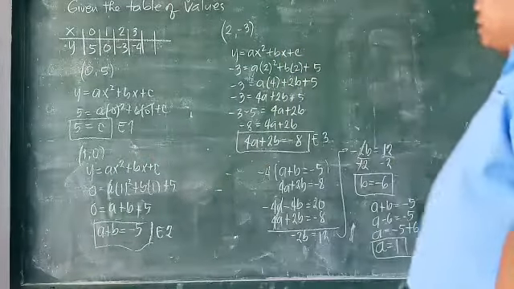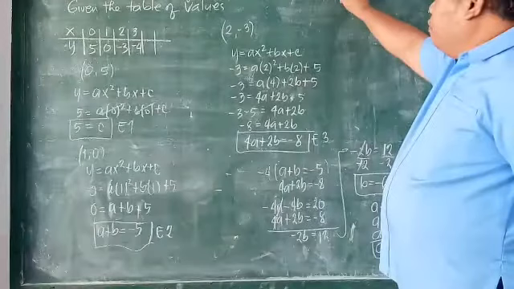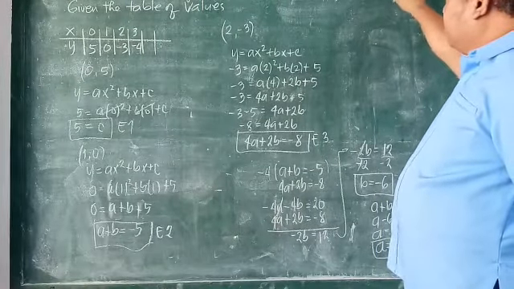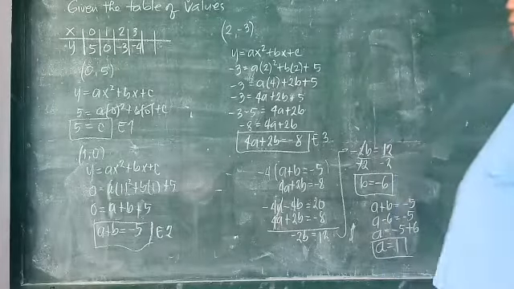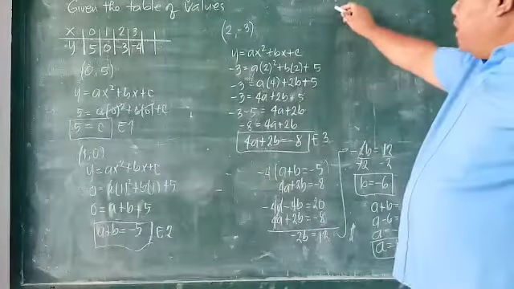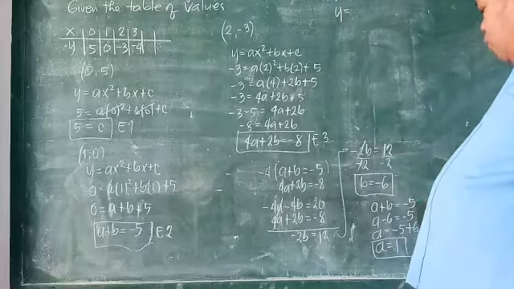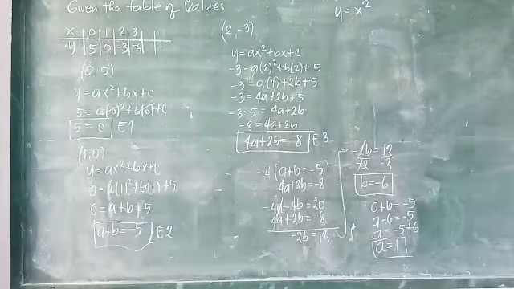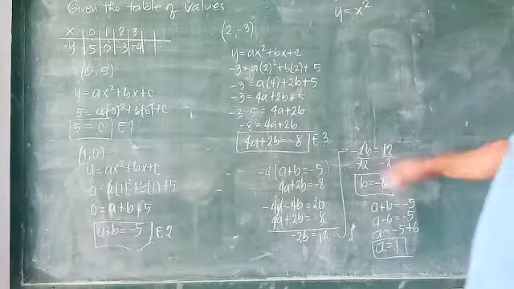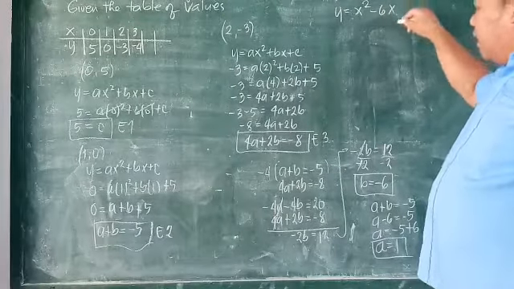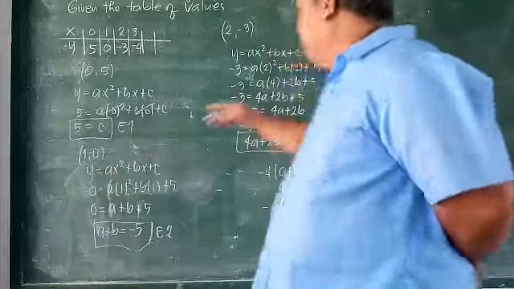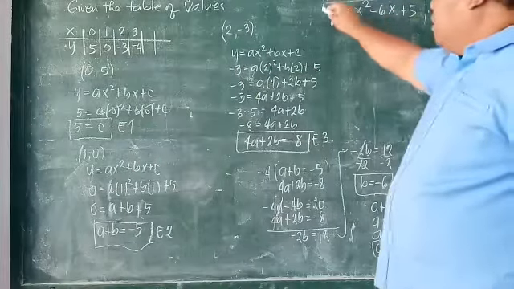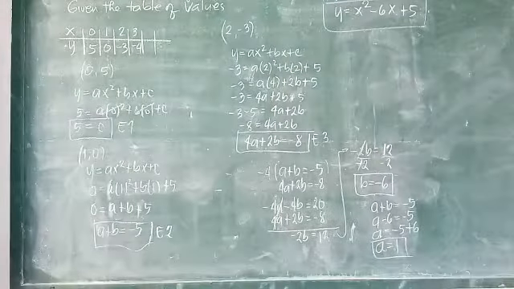Now let us construct our equation in the form y equals ax squared plus bx plus c. The value of a is 1, so it's just x squared. The value of b is negative 6, so negative 6x, and the value of c is 5. So that will be your equation. Okay?